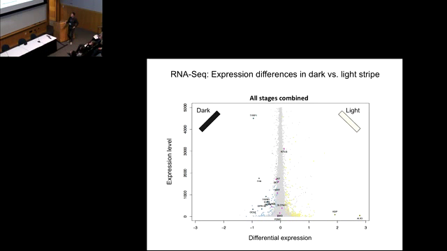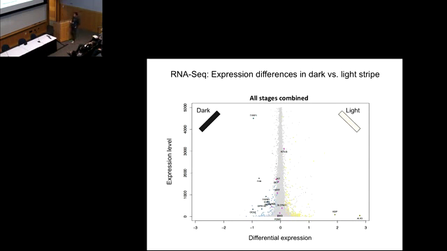So what you're seeing here is a comparison between genes in the dark stripe, shown here to the left, and genes in the light stripe, shown here to the right. This is expression level on the y-axis as a function of differential expression. So all the dots here that appear in blue are genes that are more highly expressed in the dark stripe than in the light. And then here, genes that appear, or dots that appear in yellow, are genes that are more highly expressed in the light stripe than in the dark stripe.